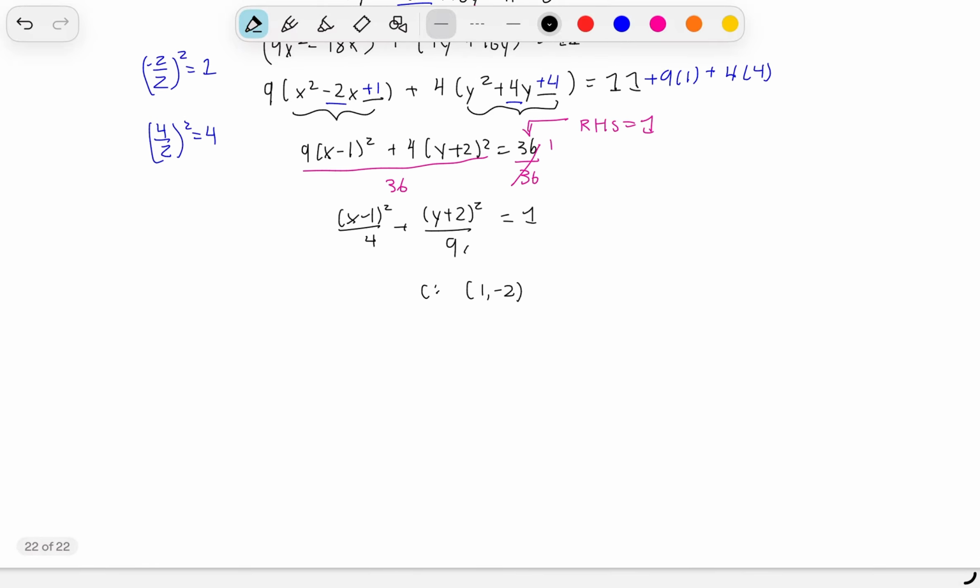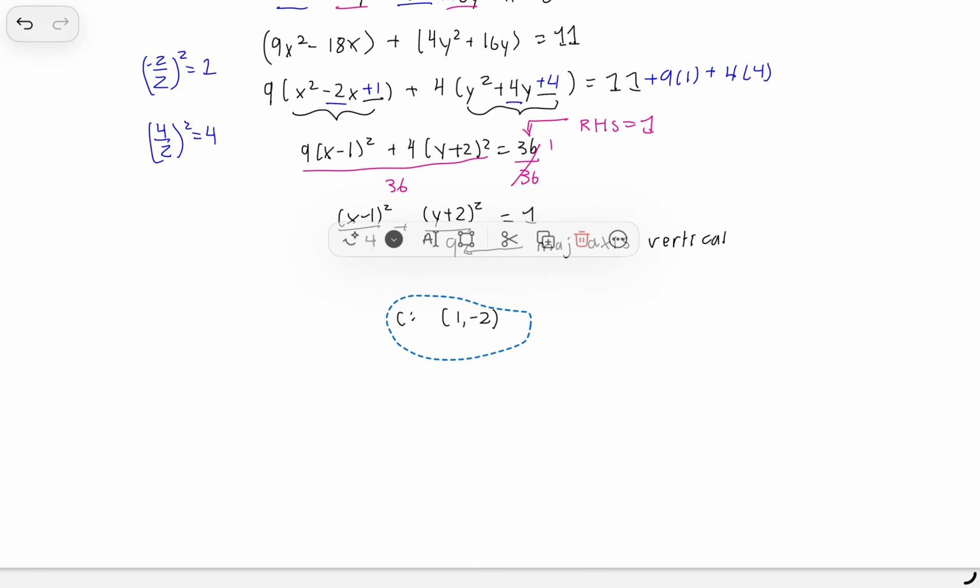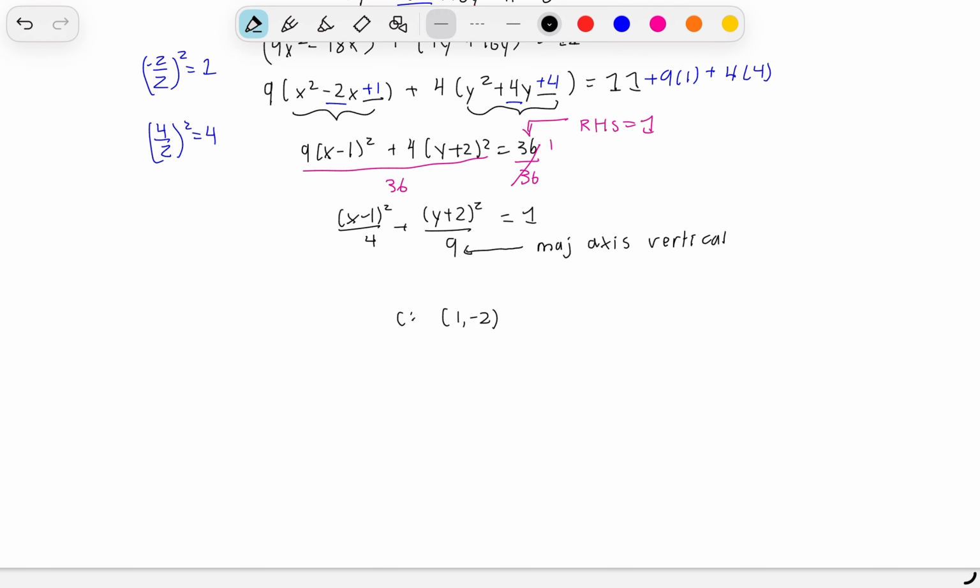And we know that our major axis will be vertical because 9 is greater than 4, and that is the larger denominator. So that means that this is your a squared. A squared always has to be greater than b squared. And a is equal to 3, b is equal to 2.